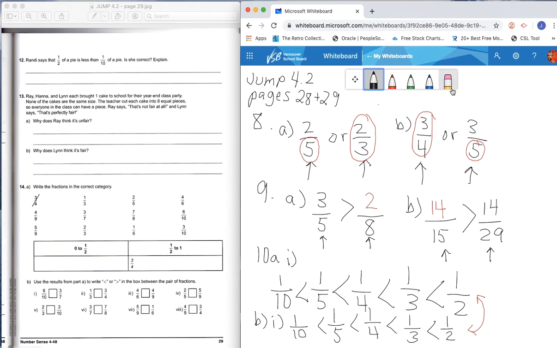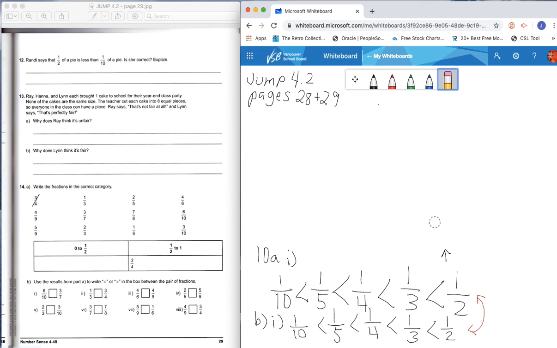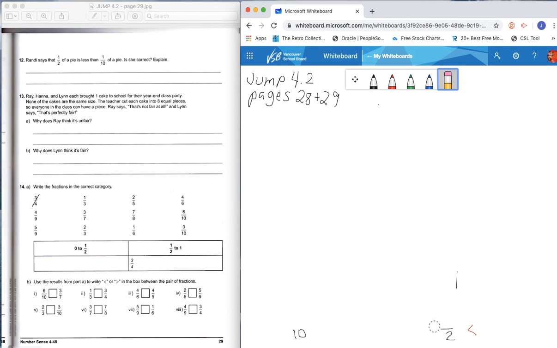All right, just give me a second. I'm going to need to erase this. Okay, so page 29.